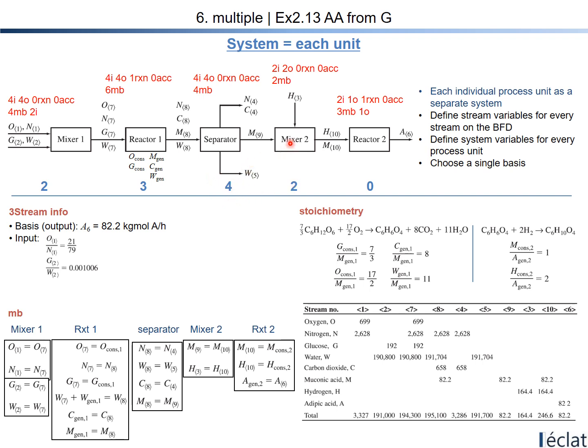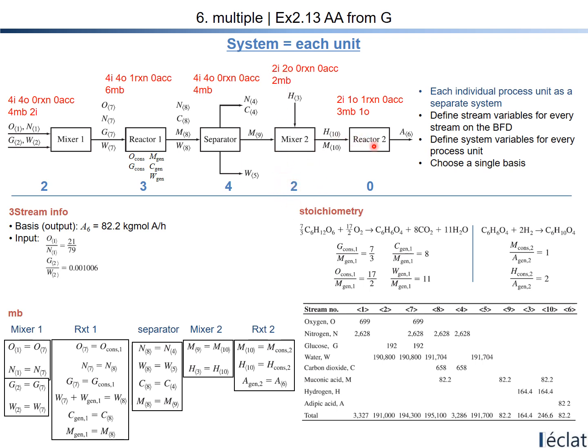Mixer 2. 2 input unknowns or variables and 2 output variables, and no reaction, chemical reaction equation and no accumulation. And we have only 2 components, HM, so 2 material balance equations. So 4 minus 2 is going to 2.